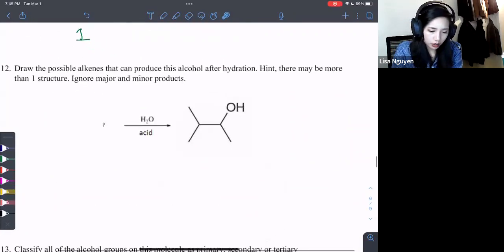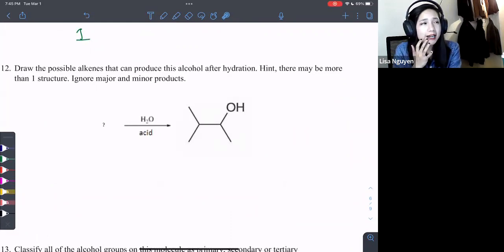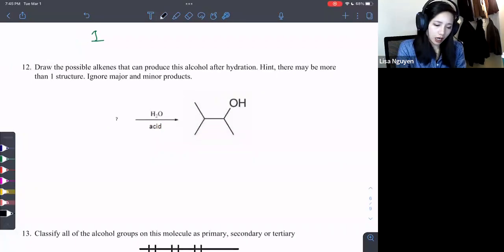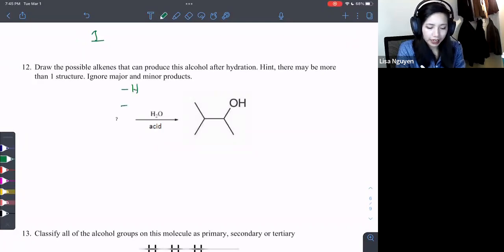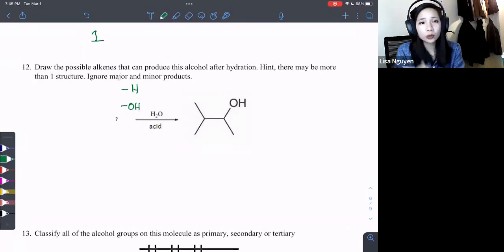All right, so 12, probably the hardest question in this one, because we are talking about hydration again, but this is like we did in class, a retrosynthesis. We are thinking about what is the starting material. What is the starting material to get this product if we do hydration? So again, hydration is an addition reaction. So we need to start with an alkene, and we add water across the double bond in the form of hydrogen and OH. That's what we add across the double bond.